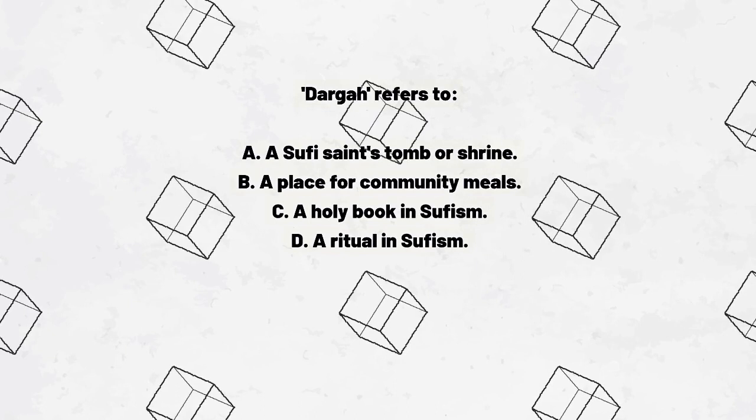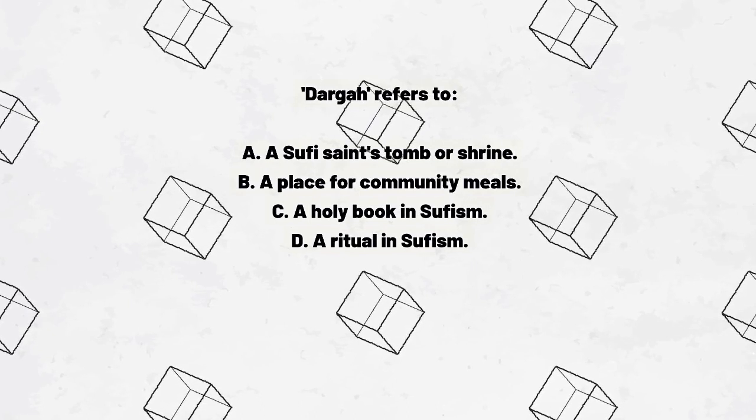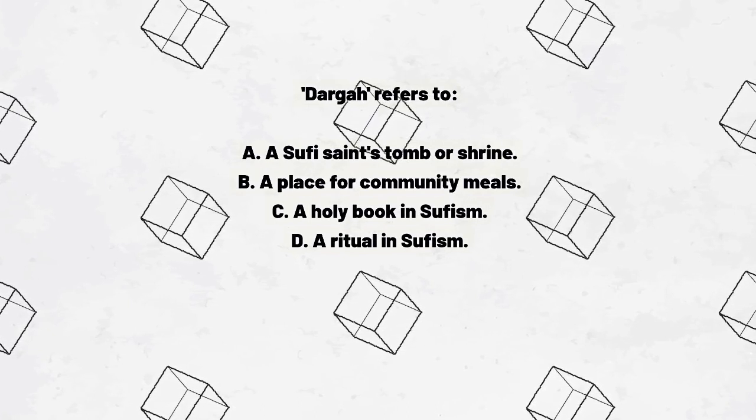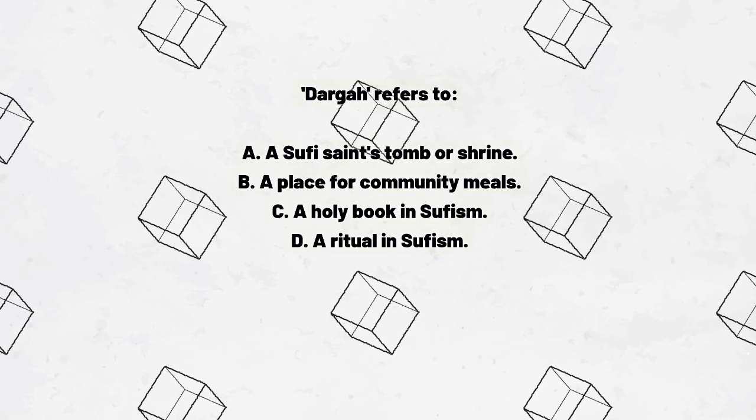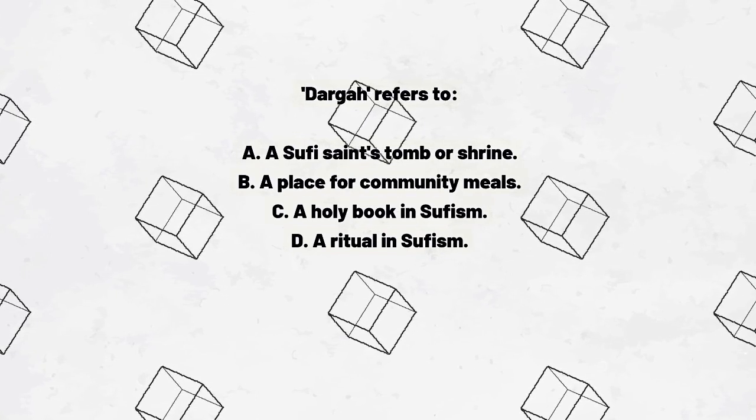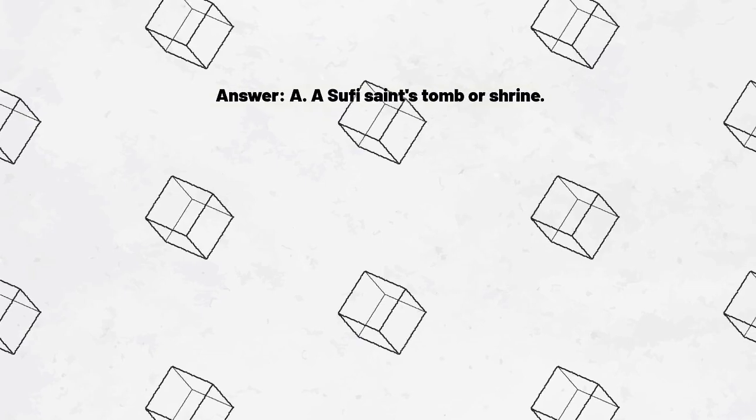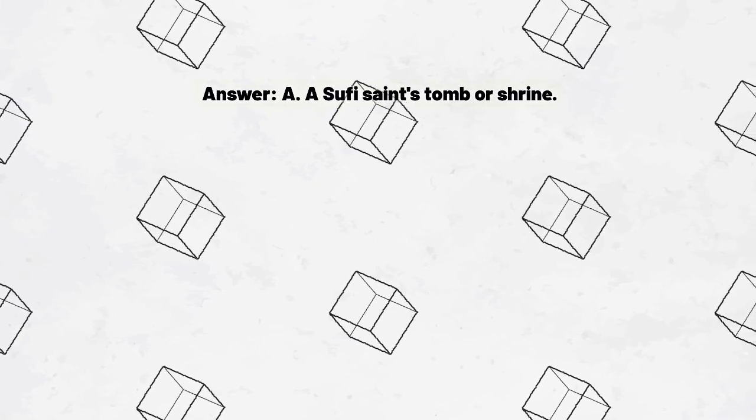Dargah refers to: A. A Sufi saint's tomb or shrine, B. A place for community meals, C. A holy book in Sufism, D. A ritual in Sufism. Answer: A. A Sufi saint's tomb or shrine.